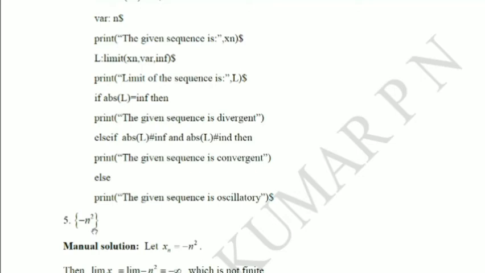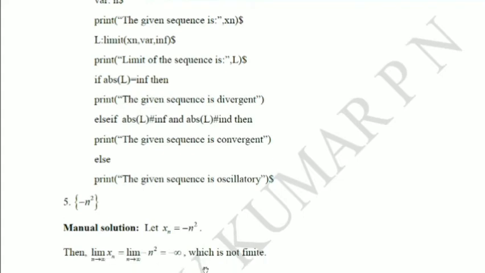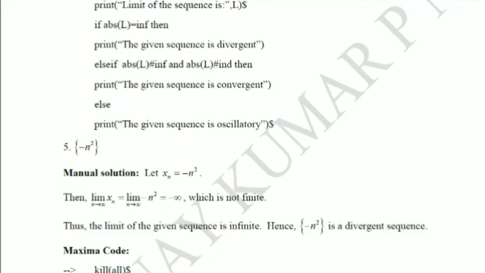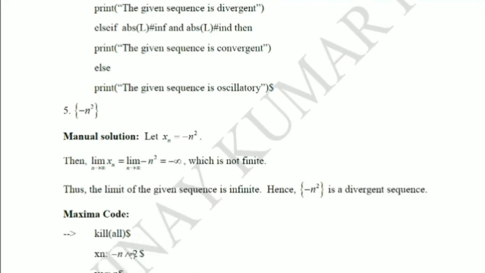Here the nth term is minus n square. Now when you apply the limit, I don't have any choice. Straight away I have to apply the limit. You will get minus infinity square. Infinity square is infinity. So simply you will get minus infinity, which is not finite, but it is infinite. Therefore the given sequence is a divergent sequence. Writing the program is one and the same.